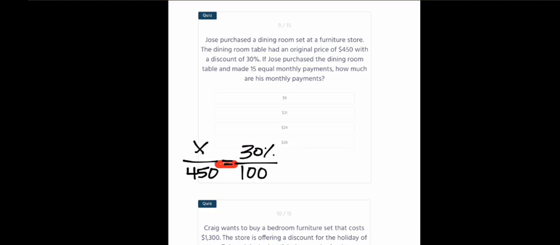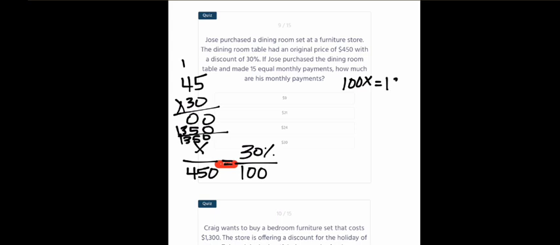So we set it up like this. 100x, 45 times 30, 0, 0, 0, 5, carry the 1, 13. So 1350. Sorry. I just realized it's 450. So we just add another 0. I thought that was a weird number. Okay. So let me multiply this again because I don't want to confuse you.